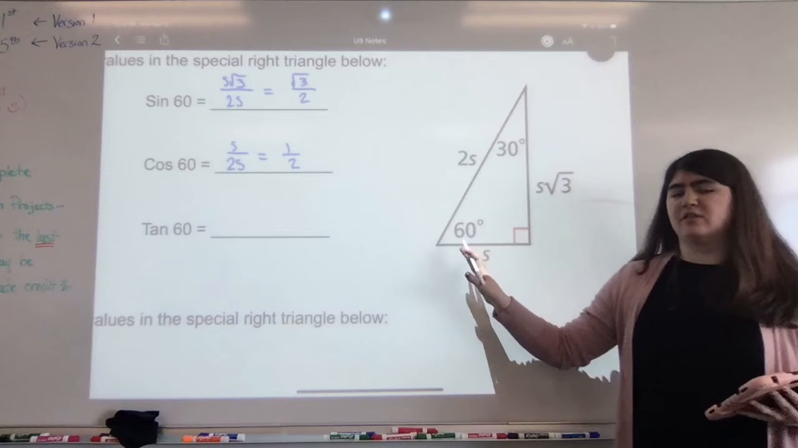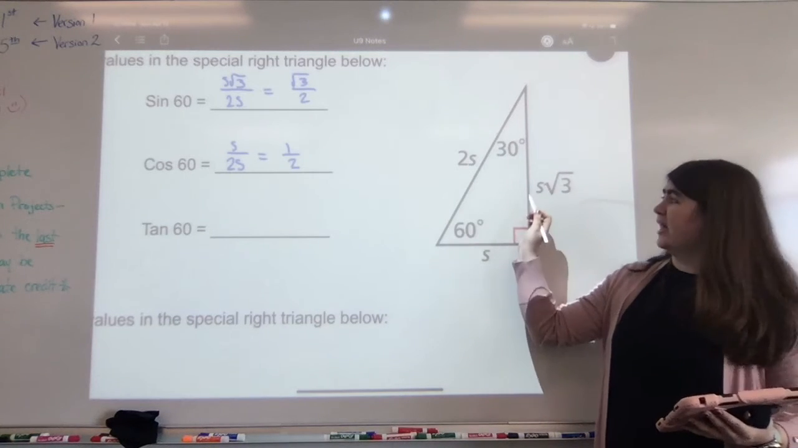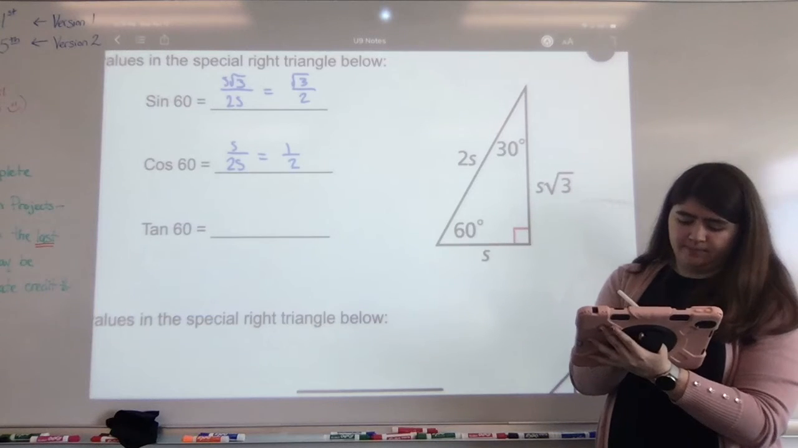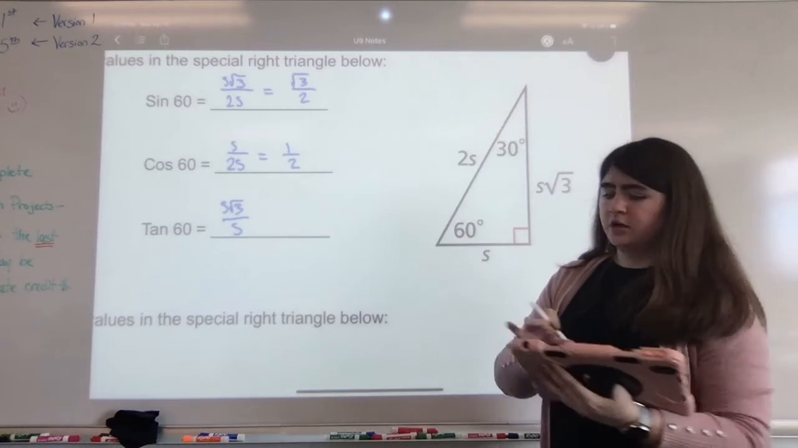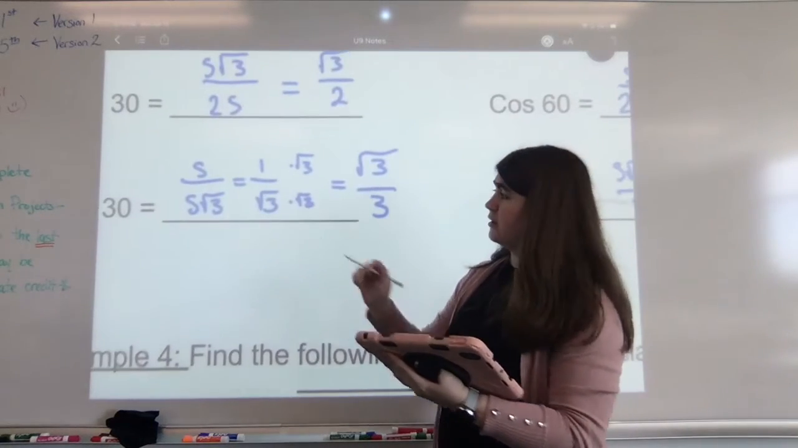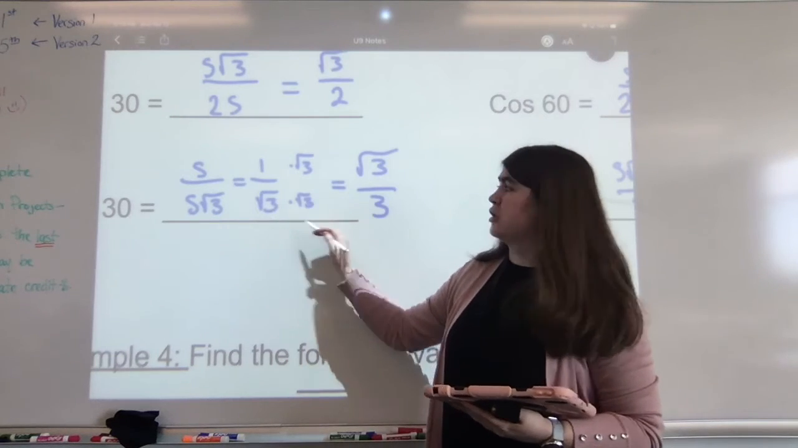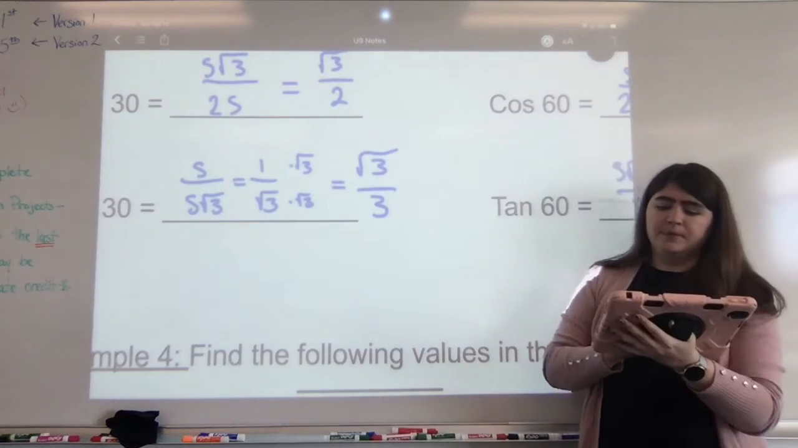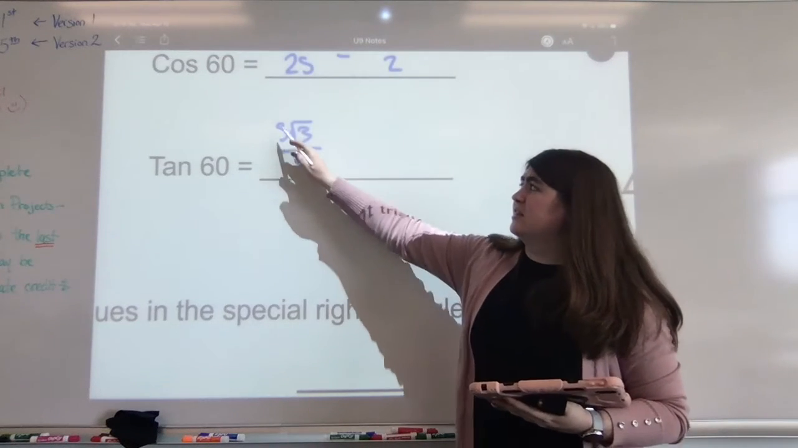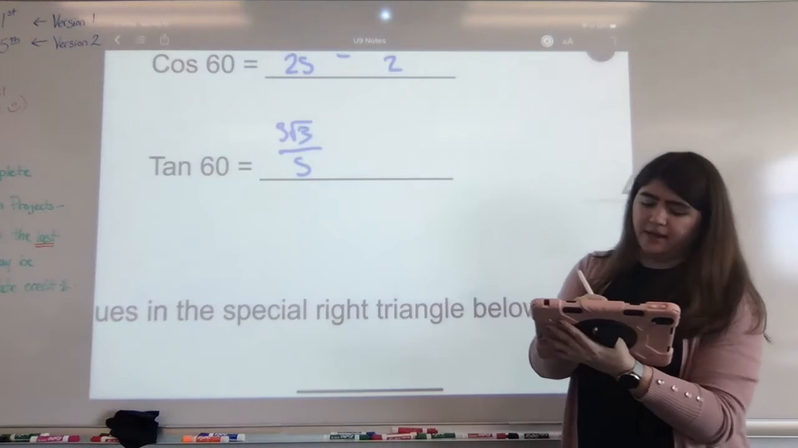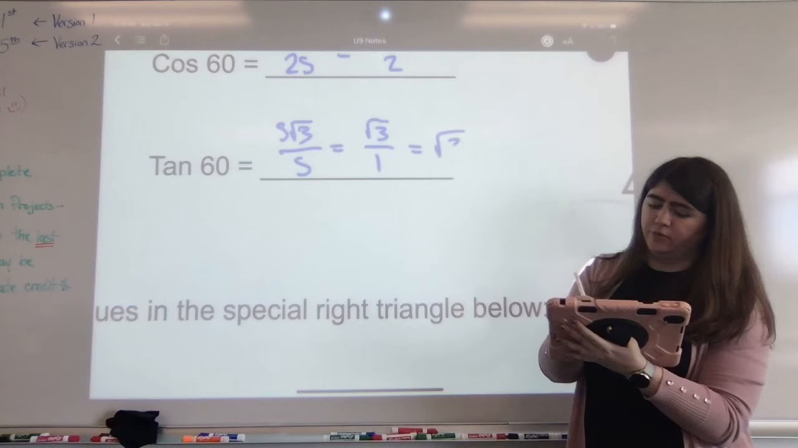And the tangent of 60 is equal to the opposite over the adjacent. So I have s square roots of 3 over s. And this one is a little different than the other one. So before we had s over s square roots of 3, we got the square root of 3 out of the bottom of the fraction, and that gave us the square root of 3 over 3. This time we have s square roots of 3 over s. And these s's are going to cancel out, and that leaves me with the square root of 3 over 1, which is the same as the square root of 3.